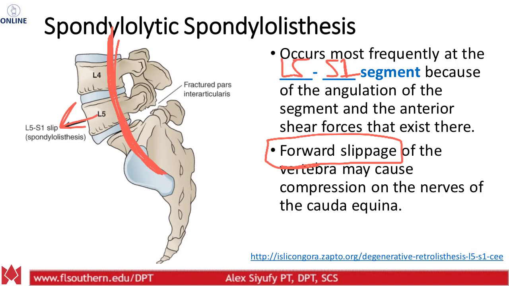Now, one of the issues is compression of the nerves of the cauda equina. So you could see if there's a slippage there, then you may have bony segments going into the spinal cord, which is running up and down here.